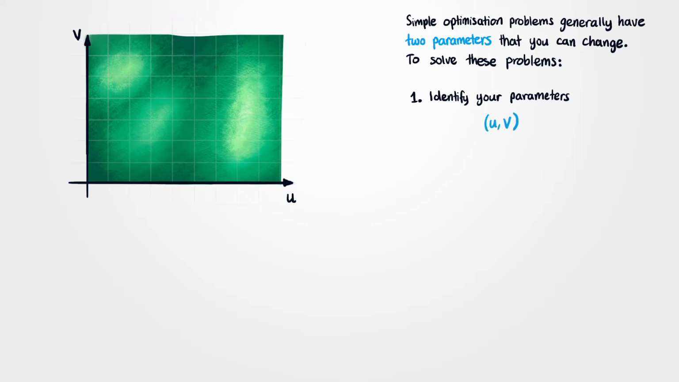Okay, so once you've actually figured out your parameters, which are all the things that you can change about the particular picture, then the next thing you're going to want to do is to figure out what you're trying to optimize. In this case, I want to find the actual highest point on this mountain range.